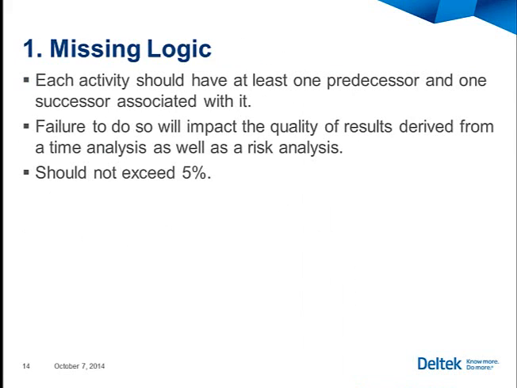Number 1, missing logic. When we see schedules that are missing sequenced logic, we see schedules that didn't make it. We see schedules that didn't meet their stakeholder dates. In fact, when missing logic exceeds 5% of activities in the plan, we see a project failure almost every single time.